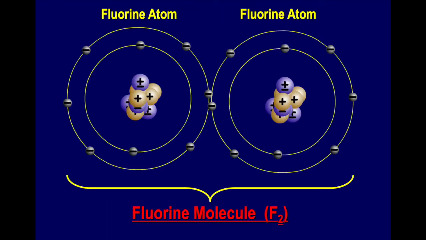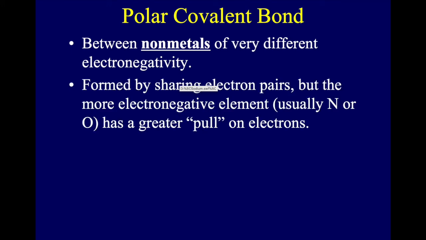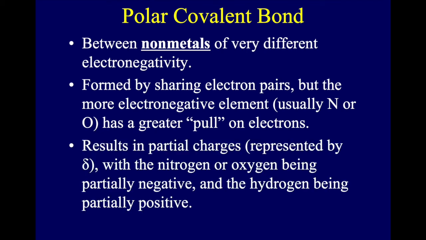And my fluorine molecule, therefore, is a nonpolar molecule. Polar covalent is when we have nonmetals, usually nitrogen or an oxygen or a fluorine with different electronegativity, something then with a hydrogen. They're formed by sharing electron pairs, but the more electronegative element, looking for nitrogen, looking for oxygen, will pull harder on the electrons. That gives us those partial charges.